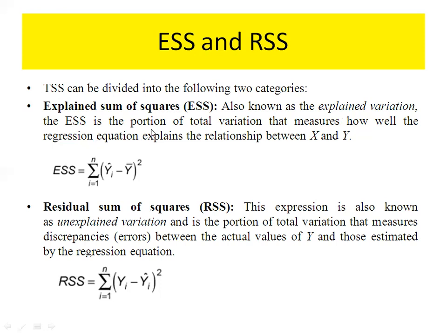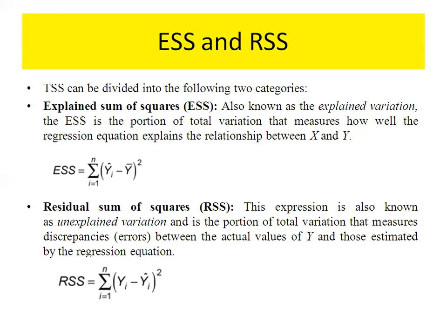So ESS is about the portion of the total variation that measures how well the regression equation explains the relationship between x and y. Now RSS. You can see here, it is yi, that is the actual value of y, minus yi hat, that is the predicted value of y. So summation of yi minus yi hat whole square. This expression is called the unexplained variation. It is the portion of the total variation that measures discrepancies or errors between actual values of y and those estimated by the regression equation.